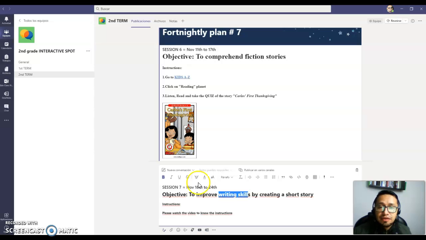Remember, you have to do the activities of interactive spot classes in interactive spot time. If you are going to school, you have to find a time in your free time in the afternoon to do the activities, okay? Because they're always short activities and meaningful exercises that will help you improve your level of English.